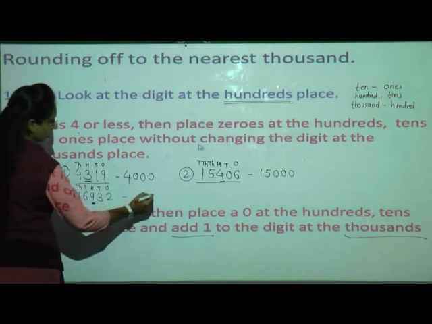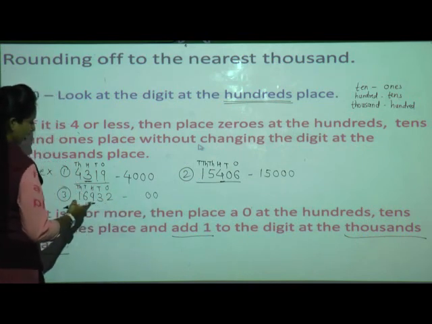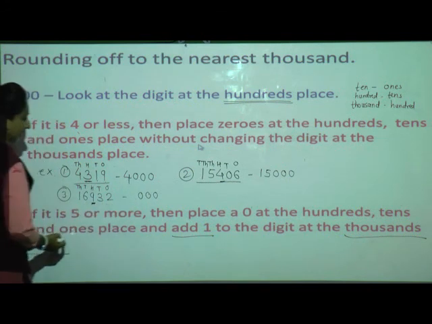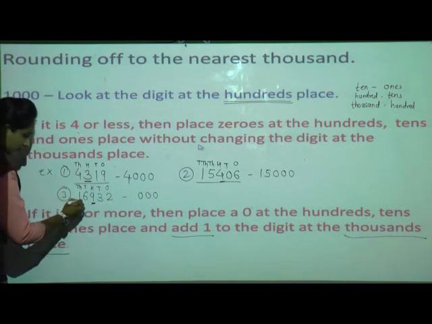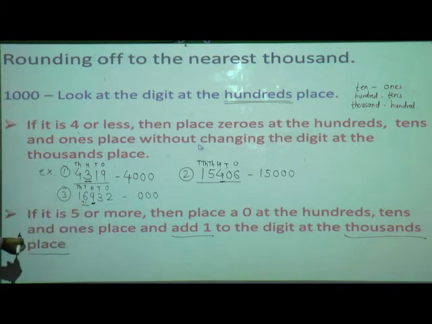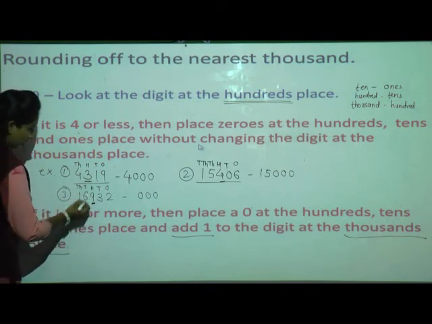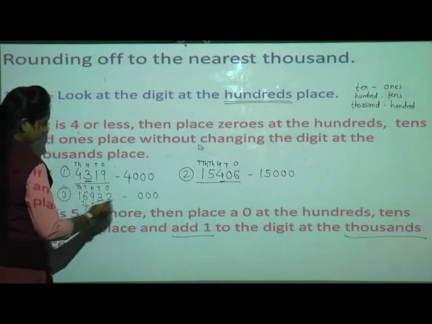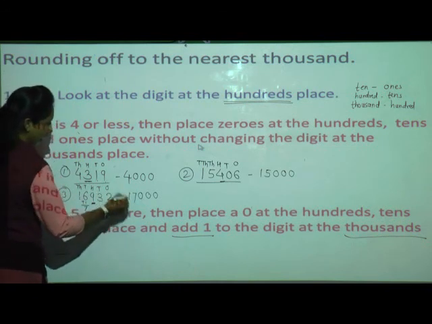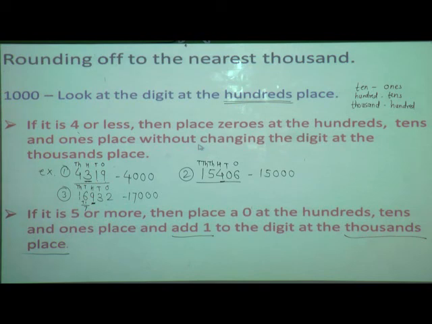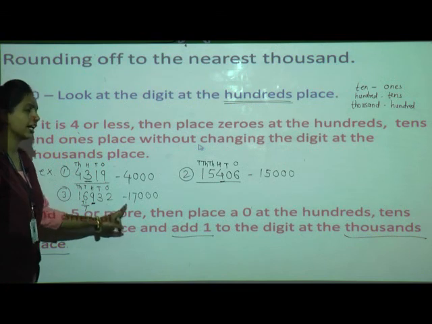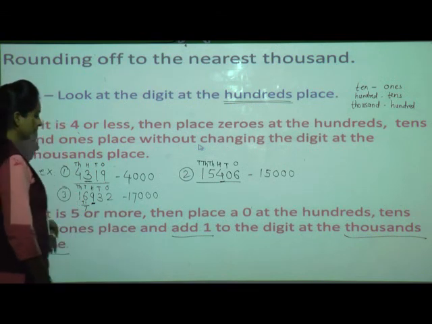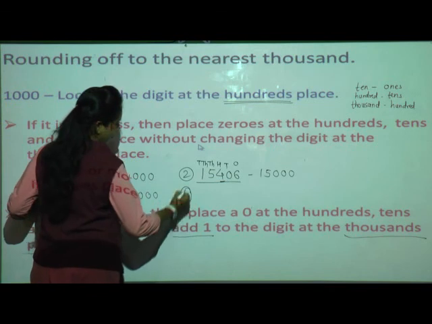First let us place zeros at 100, tens and ones. Then what we have to do? In thousands place we have to add 1. Why are we adding? Because in the hundreds place the number is more than 5. So we are adding 1 at thousands place. So what will come? 6 plus 1, 7. So I'll write here 7 and 1. So the nearest thousand of the number 16,932 will come 17,000.